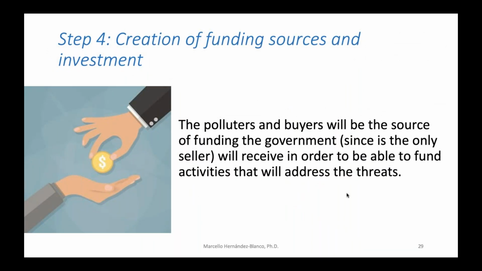So the polluters and buyers will be the source of the funding. This is where we're going to get the money, and that's how we're going to feed the blue fund in this case. And that would be the source of funding of the government, because like we said, in this case it would be a monopoly. It would be the only seller, and they will receive these funds in order to be able to invest in the activities that address the main threats that we already said before.